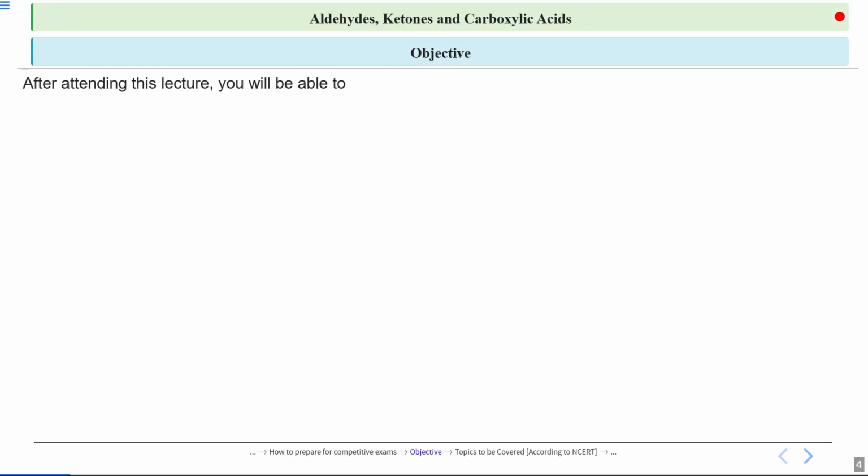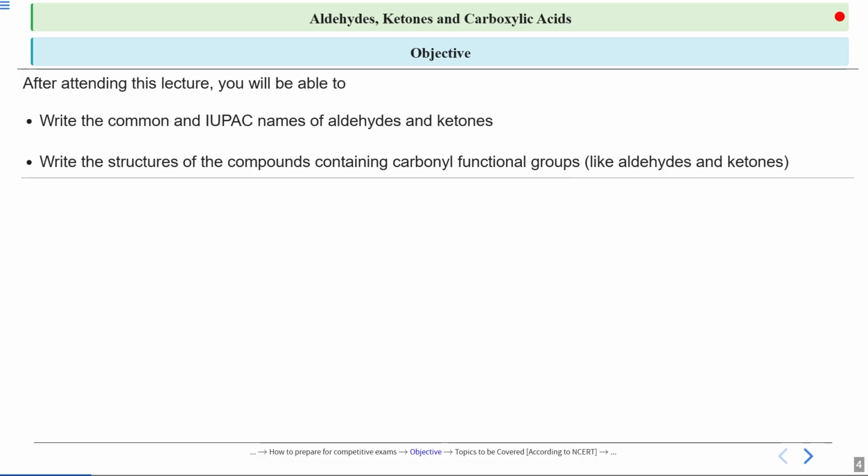Now we will see the objective of today's lecture. After attending this lecture, you will be able to understand the topics which we are going to cover today. Today we are going to see the common and IUPAC names of aldehydes and ketones. We will see the set of rules we follow to name aldehydes and ketones. We will write the structures of compounds which contain carbonyl functional groups like aldehydes and ketones.